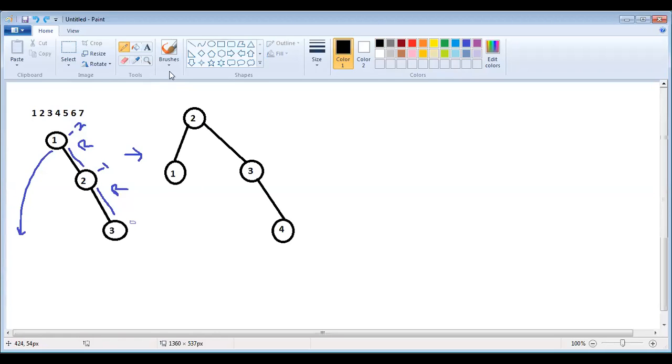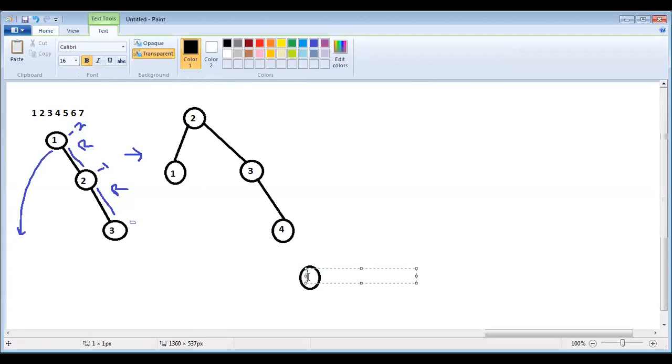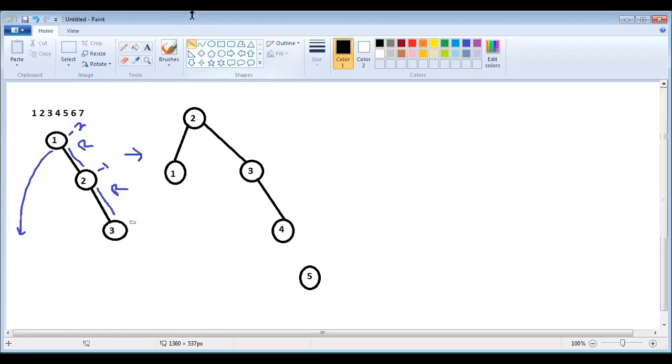Where should I insert 5? Right side of 4. Very good. I'm inserting 5 here. Just check whether any other element is violating the balancing property. Yes, ma'am, we will check. This is 0. This is minus 1. This is minus 2. This is also minus 2. This is 0. So from the bottom up, we are checking, and this node is violating the rules.